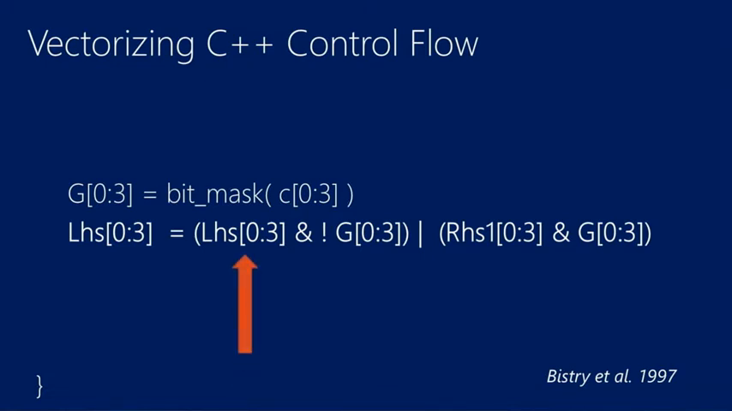The first part of that predicate is saying, what are the original parts of the left-hand side that I have to maintain? And then what are the parts that I can take from the right-hand side that evaluated to true? In other words, if that mask were false, I have to use the original values from the left-hand side. But I can put those together, OR them together, and then write them back to memory.